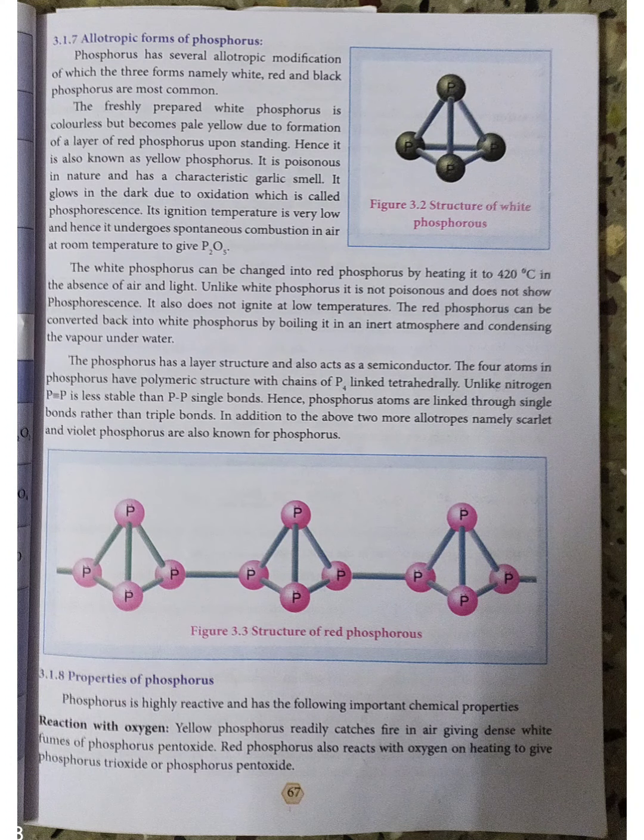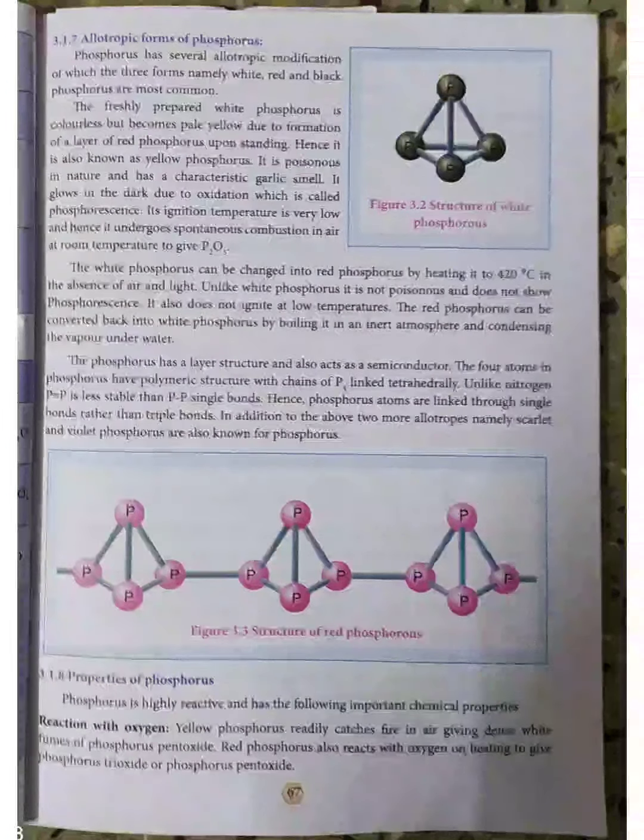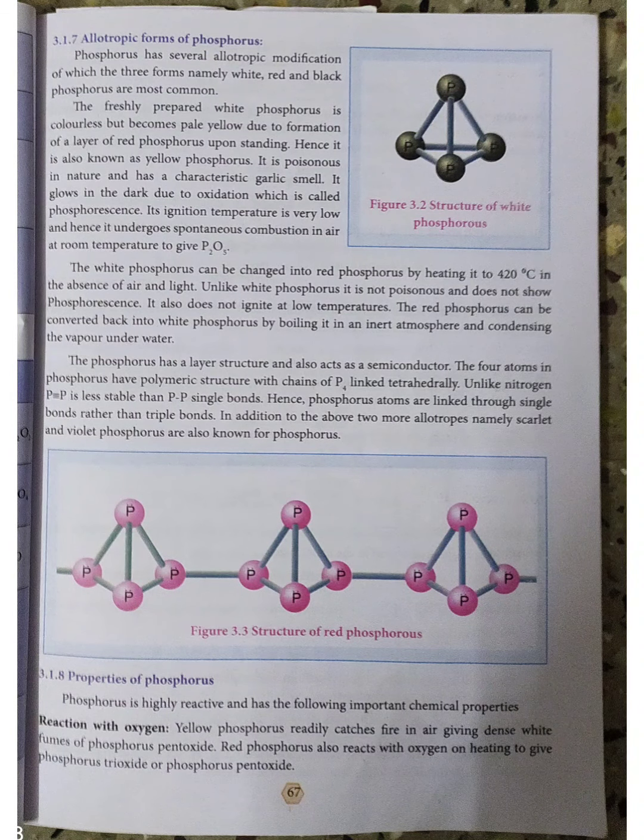Next, reaction with chlorine. Phosphorus reacts with chlorine to form phosphorus trichloride and pentachloride at room temperature. Understood? Next one, phosphorus reaction with alkali.